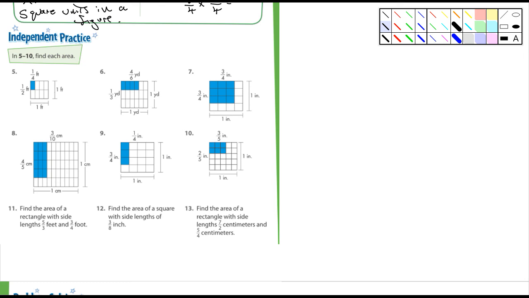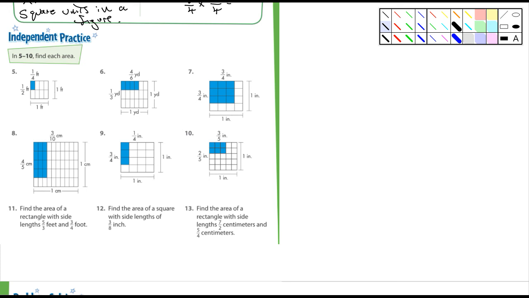Find each area. Okay, so I was confused for a moment. So they're asking you to find the area of the blue area, I think.